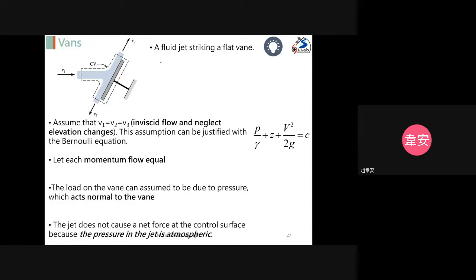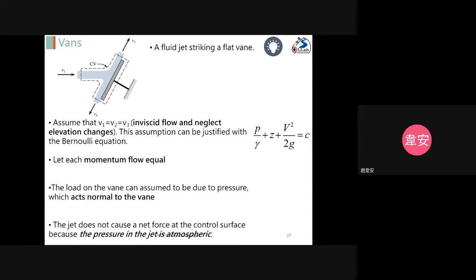As you see, the one fluid jet striking a flat fan, showing here. So there are some tips for this kind of problems. Tip one, we assume that V1 equals V2 and V3 if the flow condition is in steady flow and we neglect elevation changes. So it's just based on the Bernoulli's equations because we know that they are in the same straight line for our problems.